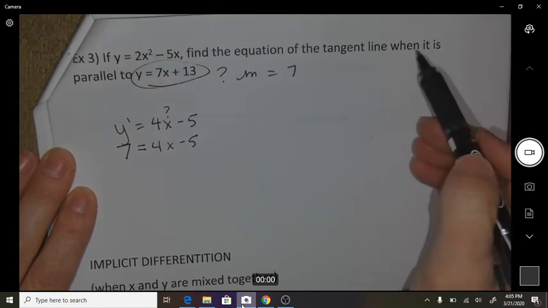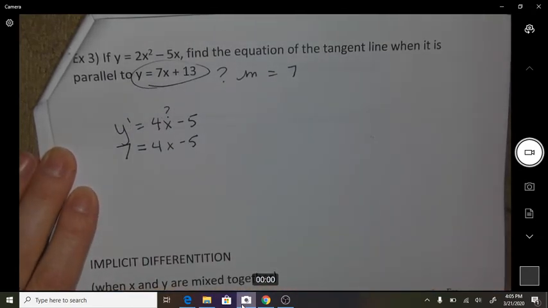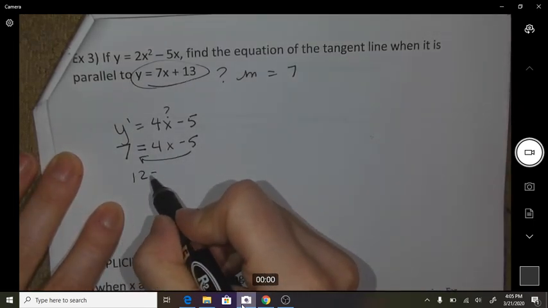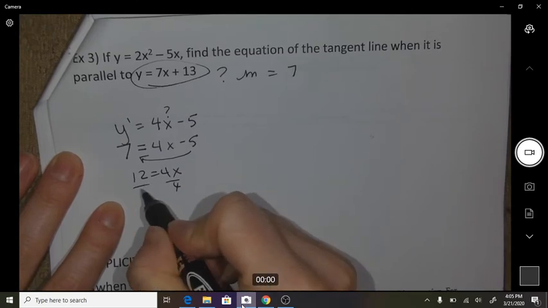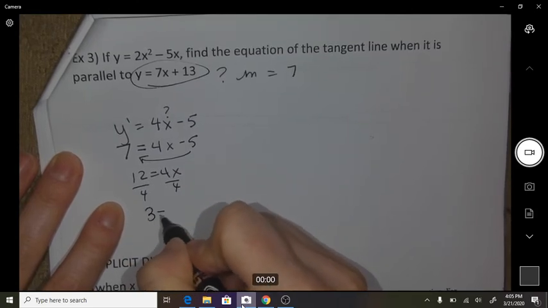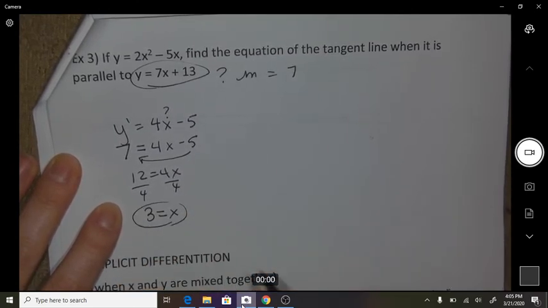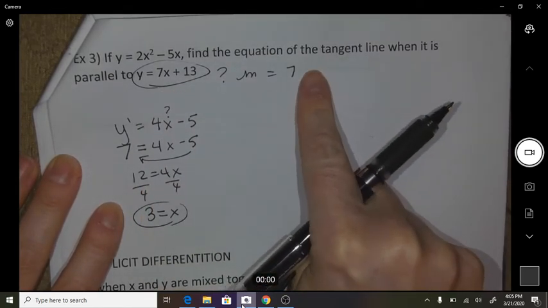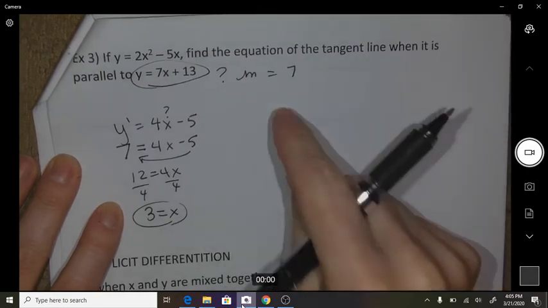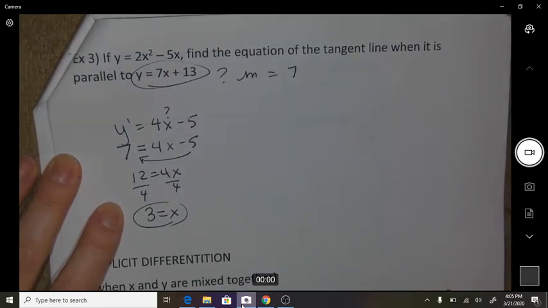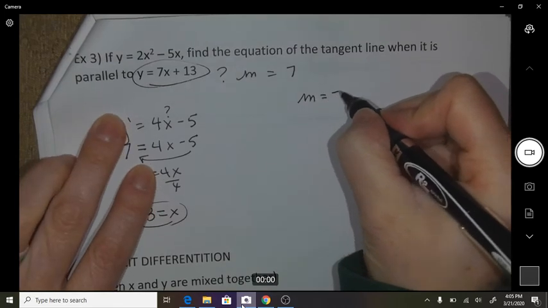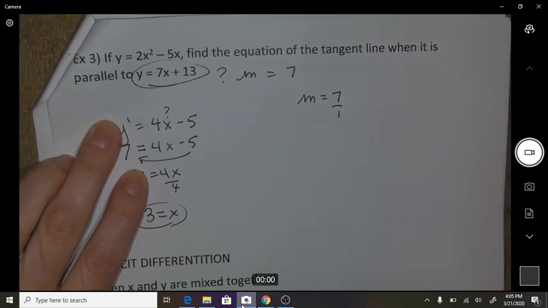Okay, because it did tell me when it's parallel to this. Okay, you have to be careful of the wording. It might say perpendicular to this. Okay, so I'm going to move this 5 over, divide by 4, and I get an x value of 3. Find the equation of the tangent line when it's parallel. So now, what do I know? I know the slope is 7, or 7 over 1.